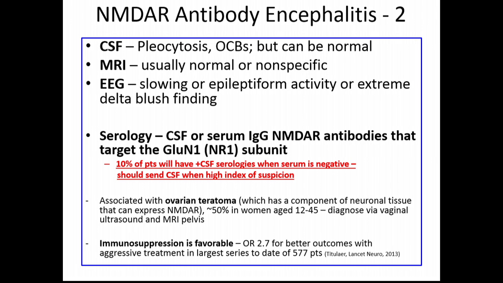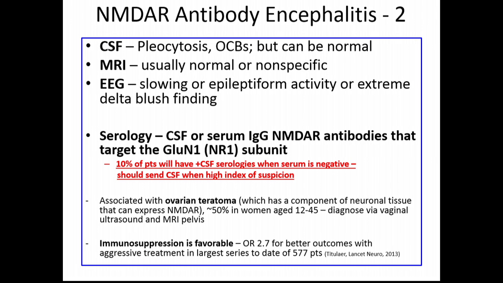Immunosuppression is favorable. There's data from Lancet Neurology that shows better odds of outcomes with aggressive treatment. What is typically meant by aggressive treatment, and I'll get to treatment a little later in the talk, is high-dose steroids followed by either IVIG or plasma exchange, and then B-cell depletion, currently with rituximab, and/or the combination of cyclophosphamide, a cytotoxic agent.